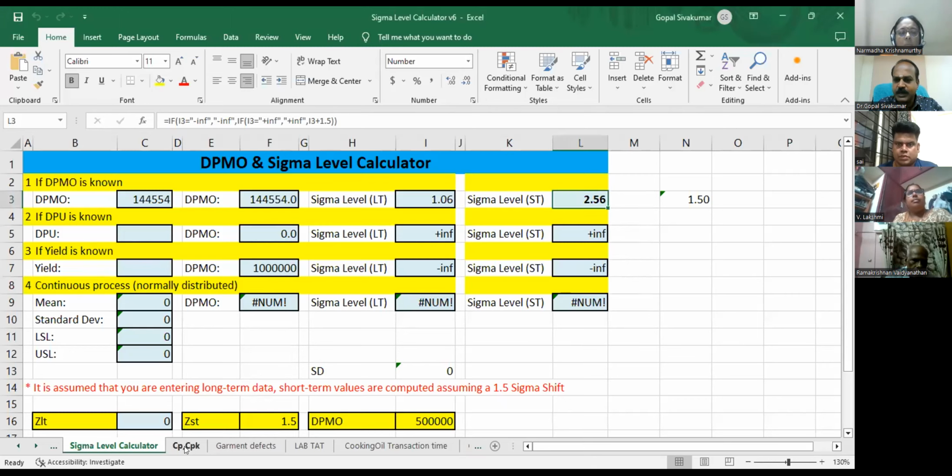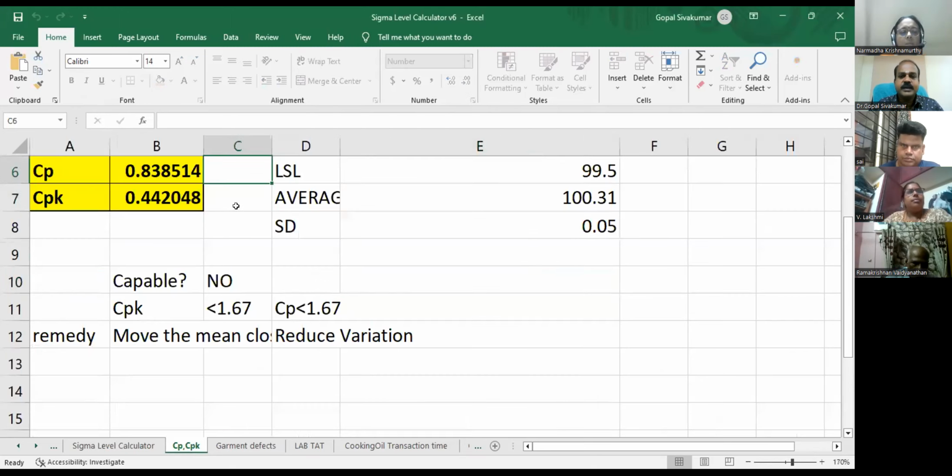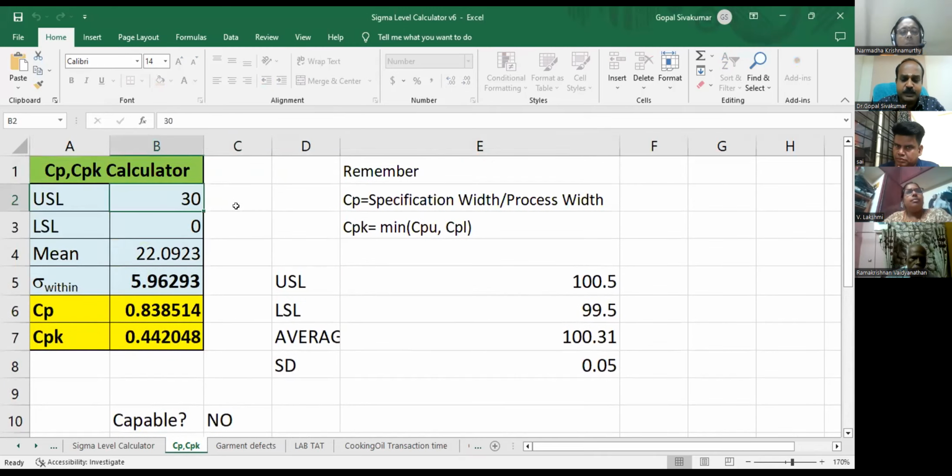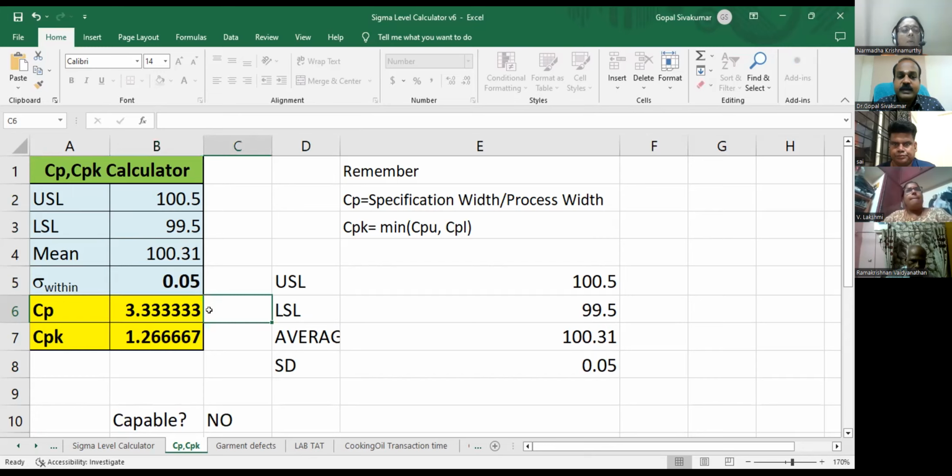So can you see the sigma level calculator file opened by me? Yes, sir. Go to the Cp Cpk sheet. Here you just have to type your values. Upper spec limit 100.5, lower spec limit 99.5. The average given is 100.31 and the standard deviation is 0.05. Just type these values and press enter. Now what is your Cp? 3.33, not 1.83. Cp is 3.33 and Cpk is 1.26. What is the question asking? Cp value.